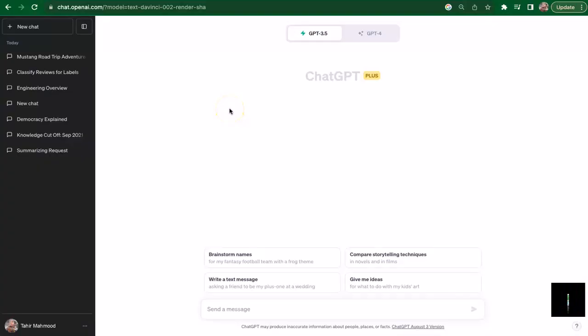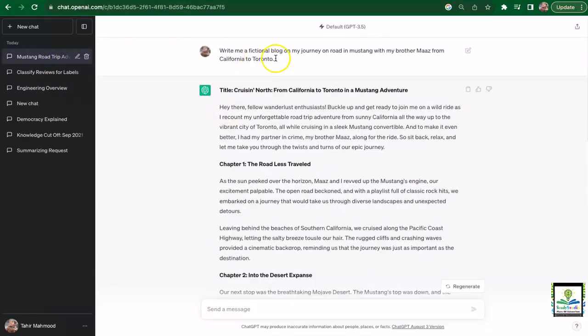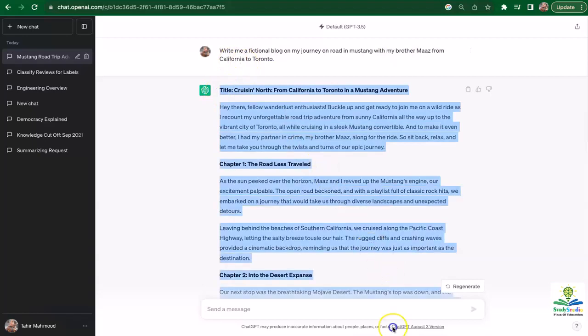The next basic prompt engineering technique that we're going to discuss is called information extraction, which essentially means identifying relevant information from the text. And the relevant information could be anything. It could be names, a company name, dates, identities, places, or any specific information already available in the text. To perform this, I ran another prompt where I said, write me a fictional blog on my journey on a road trip in a Mustang with my brother Mars from California to Toronto, which is actually one of the trips that we took.